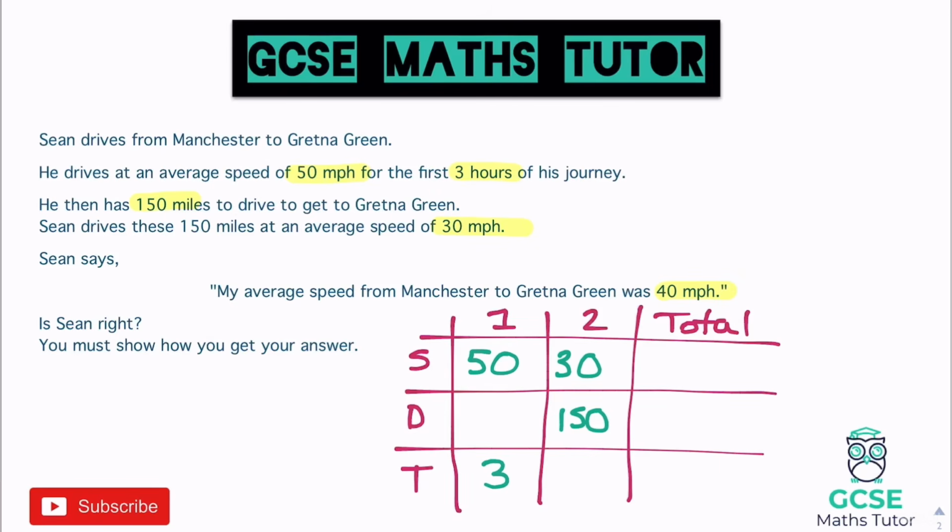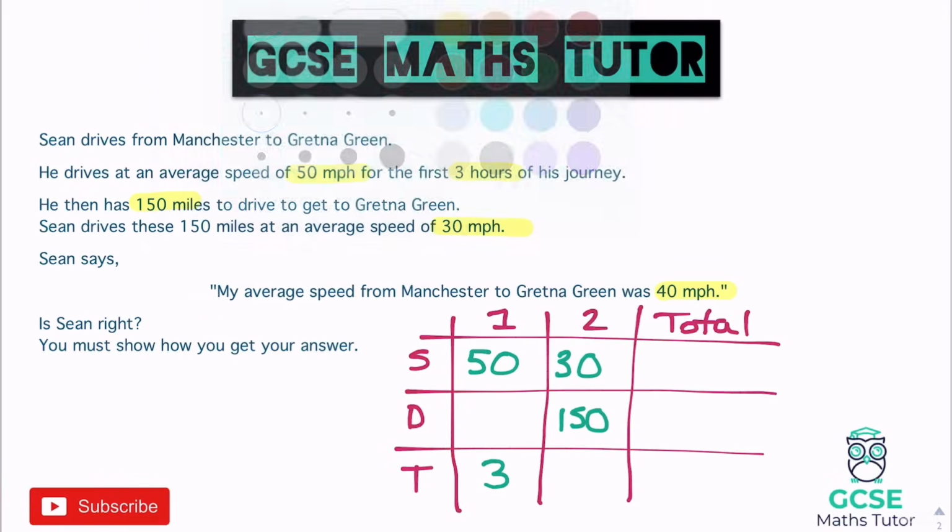So there is our information. Unfortunately, at the moment we can't add together any distances and we can't add together any times because we don't actually know what they are just yet. But we can figure them out, so let's have a look to start with.